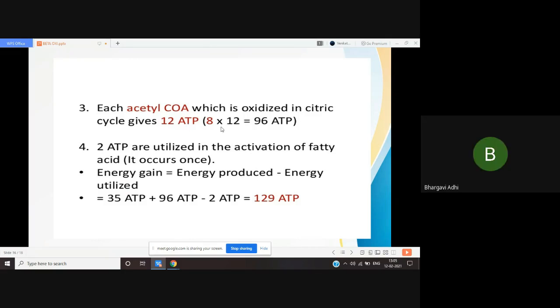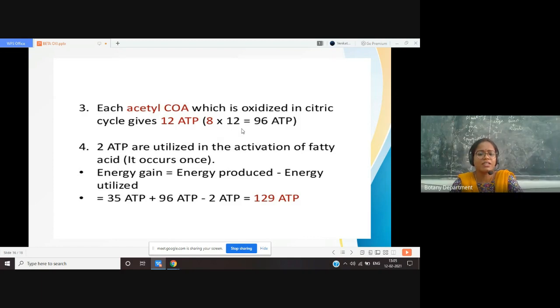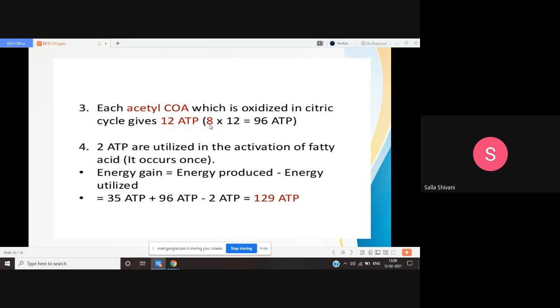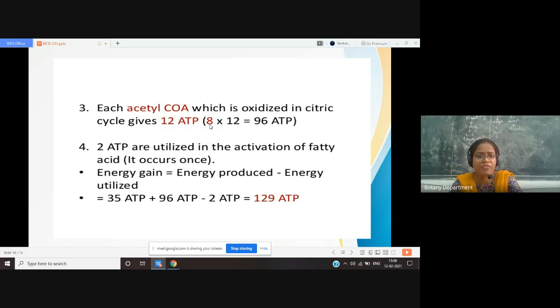8 into 12. Why 8? 8 acetyl CoA are formed. So 8 into 12, 96 ATP. 35 plus 96, minus 2 because 2 ATP are utilized in the activation of fatty acid. That's why we have to minus the ATP which is utilized. Then we will get 129 ATP.